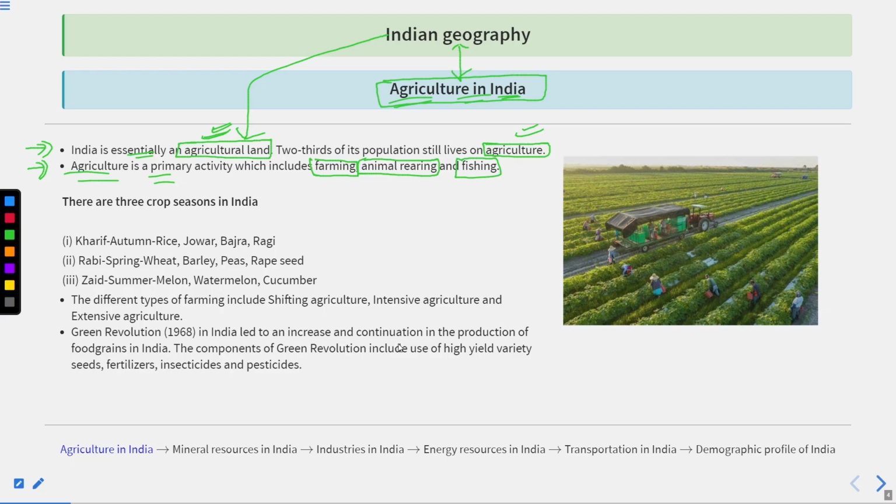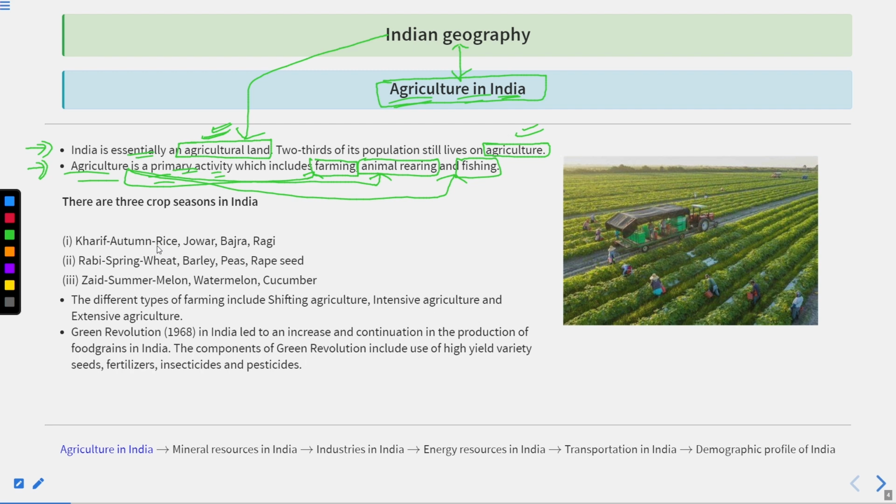So basically, when agriculture comes up, we always think of this type of picture. People are working in the agriculture fields, sowing seeds, cultivating the crops and all. But in the broader sense, agriculture is not limited to farming. It even goes beyond. Agriculture also talks about animal rearing. Agriculture even talks about fishing, because it is part of the primary activity. So all these sections also come under this.